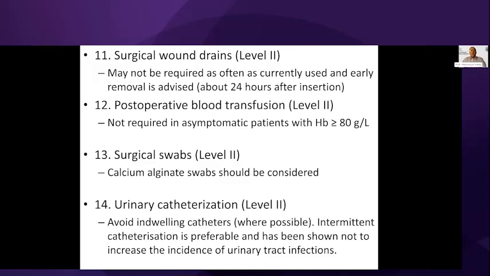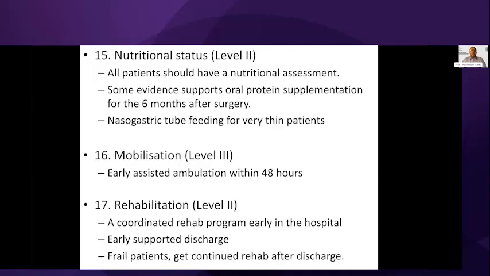Surgical swabs, this is level 2 evidence to suggest the calcium hydrogenate swabs be used. For urinary catheterization, again, this is level 2: avoid indwelling catheters, and try as much as you can to use intermittent catheterization to reduce the risk of infection.